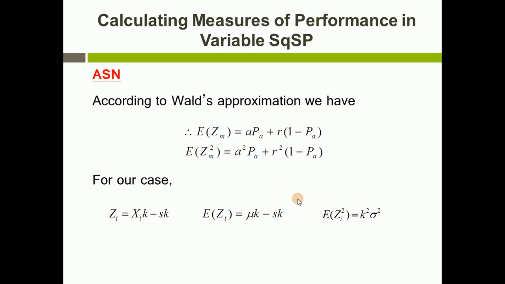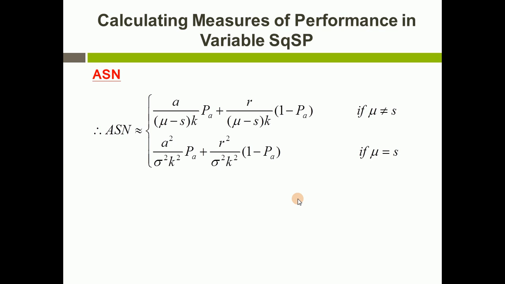We take these and divide them by each other to find the ASN. So as you can see, here is the ASN, in the case of mu not equal to ls, and in the case of mu equal to ls.